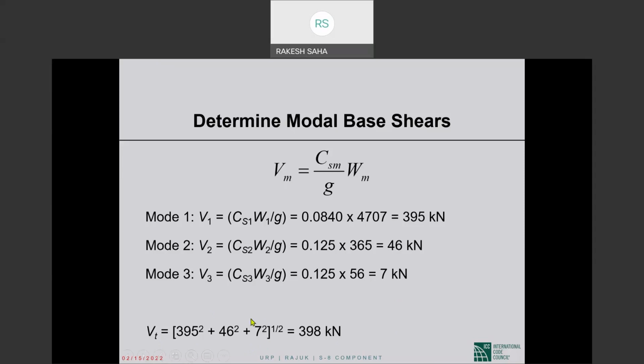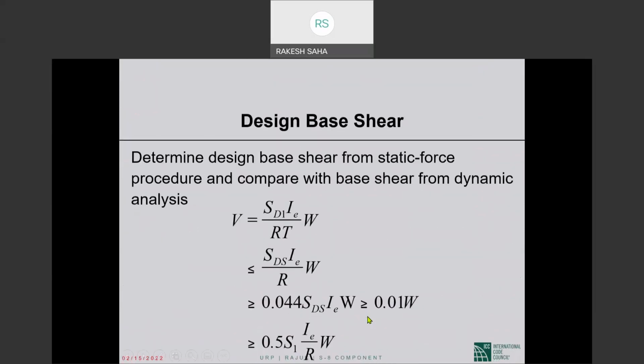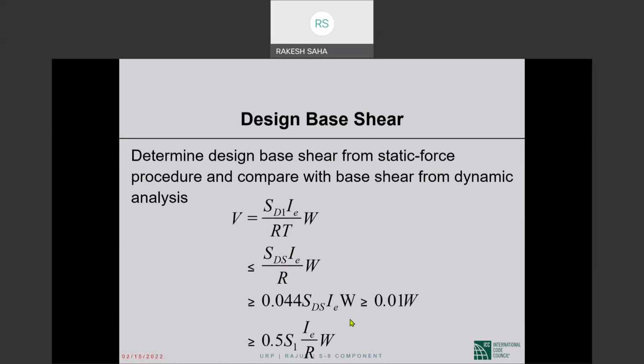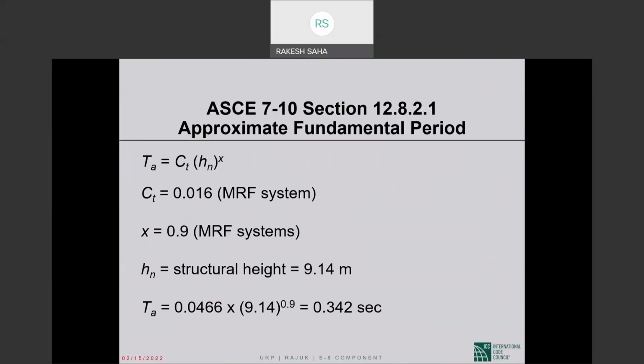Okay. So this is our dynamic base shear, the square root of the sum of the squares of the modal base shears. The static base shear is given by this formula that you are all familiar with, subject to a maximum of that and a minimum, which is this, and a near fault minimum, which is that. Okay, you are all familiar with this equation.